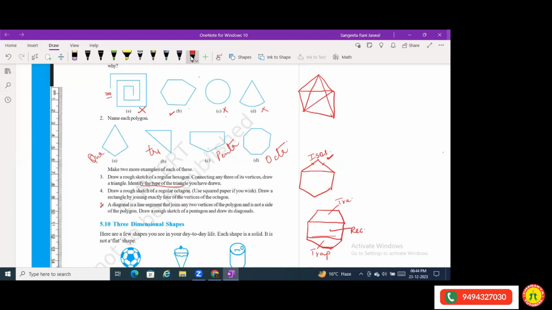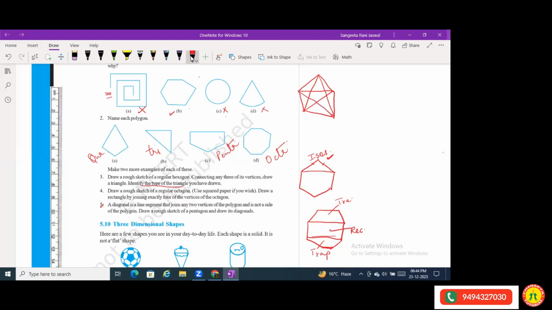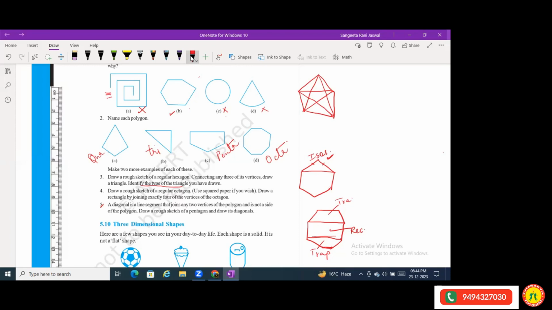Okay. And is anything left? Ma'am, I got five diagonals. I'm joining this here. Okay. How many diagonals have I made? Ma'am, I got five diagonals. 1, 2, 3, 4. Okay. Yes, and those are sides. I took out five diagonals. 1, 2, 3, 4, 5.